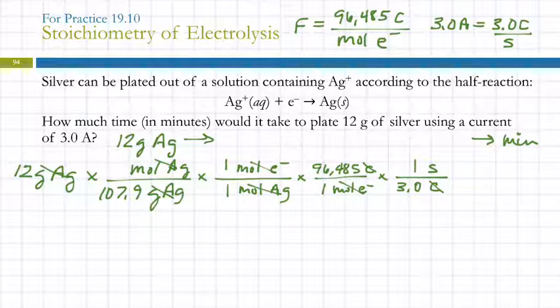So now I've gotten to time, but I want minutes. So I'm going to divide by seconds, multiply by minutes. 1 minute is equal to 60 seconds.